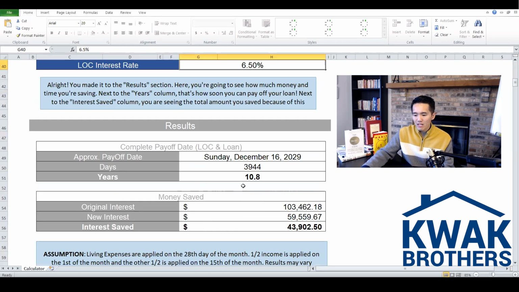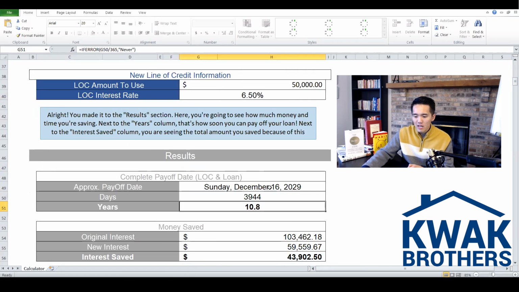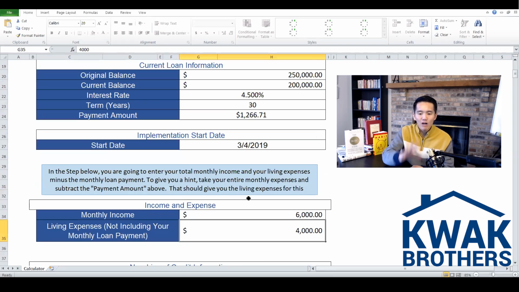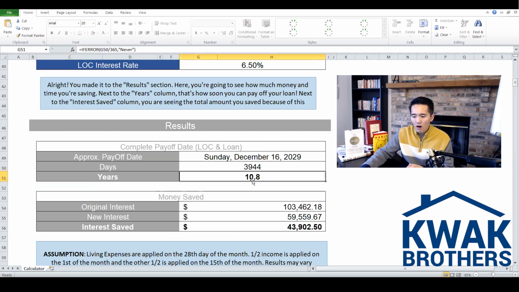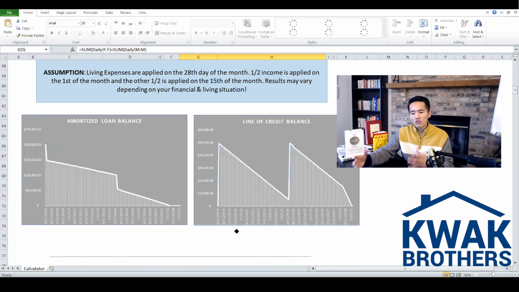Okay. And then down below, you guys are going to see the result of all the number crunching that you did. In this example, if you have a $6,000 monthly income with $4,000 living expenses, not counting the payment amount, you are going to pay off the mortgage or whichever debt that you're paying off in 10.8 years, saving you $43,000 of interest. The new interest that you're going to have to pay is $59,559.67.